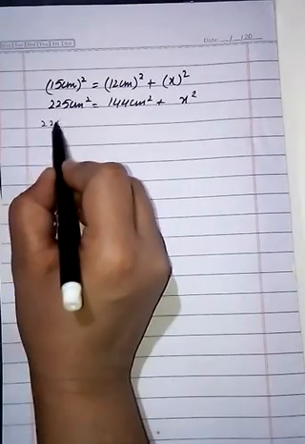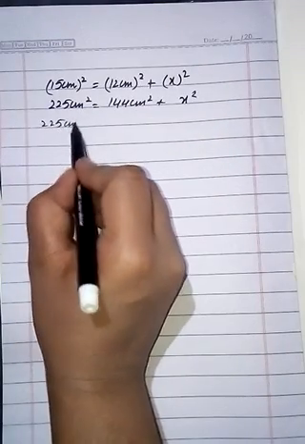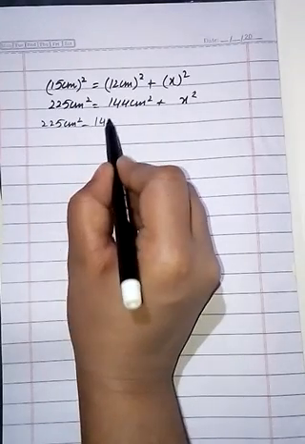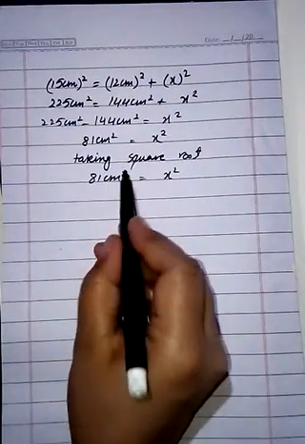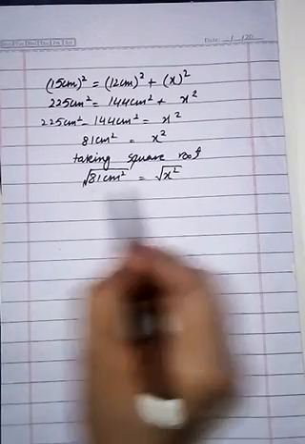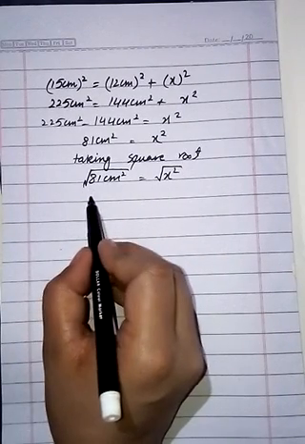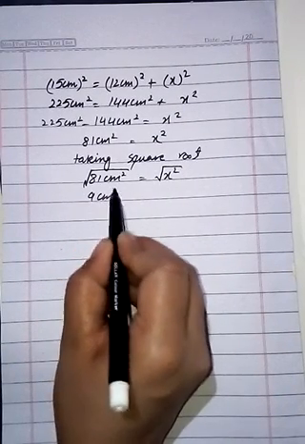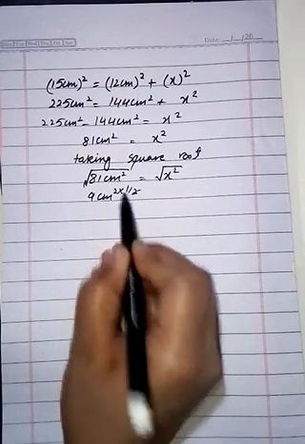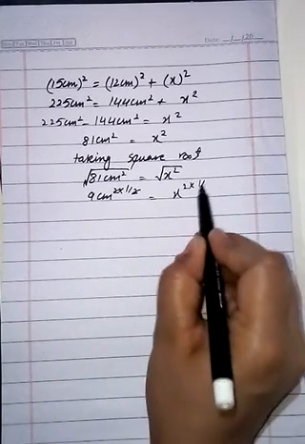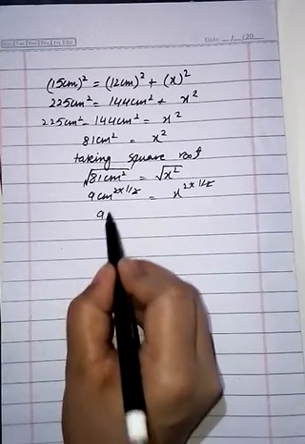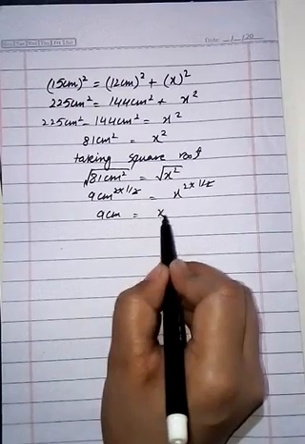Now shift 144 centimeter square to the left side, then its sign will be changed, so it will be equal to x square. Now you have to subtract. Taking square root on both sides, take the square root of 81, which is 9 centimeter square, so put the value of under root equal to 1 by 2. The same procedure you have to apply here. 2 cancels with 2. Now the answer is x equals 9 centimeter.